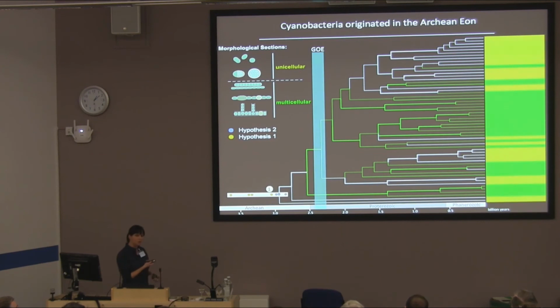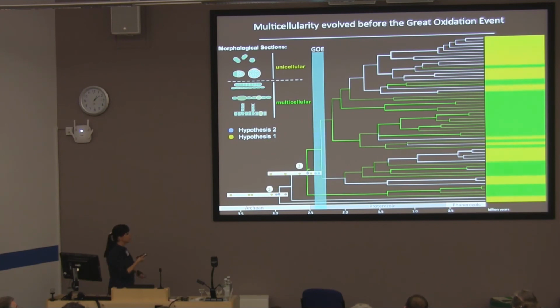If we look at the evolution of multicellularity, it seems that in both hypotheses, even the one where we assumed that multicellularity would evolve after the Great Oxidation Event, where we basically put data in our analysis that should have forced this node to occur later on, yet still, it seems more likely that multicellularity occurred before the Great Oxidation Event or towards this increase of oxygen.